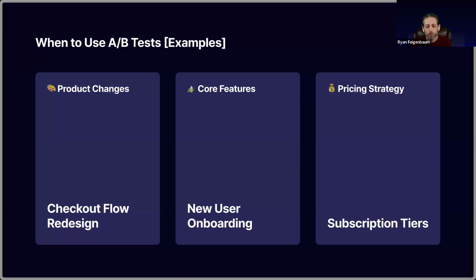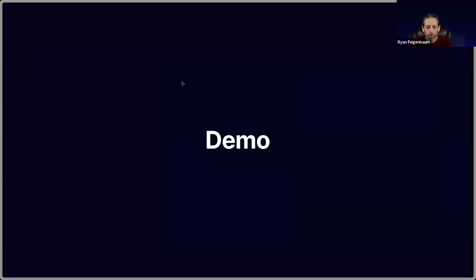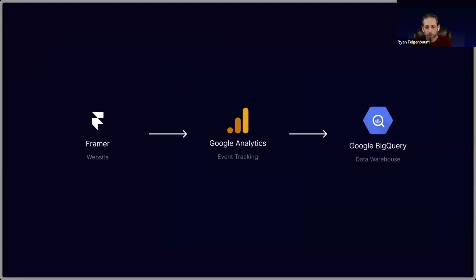So that's kind of an overview of what a multi-armed bandit is, how it differs from a traditional A/B test, and when to use one over the other. So now, though, let's do the exciting part and get into our demo. I'm going to show you a demo just to give you a setup. You'll see this in play, but what I'm going to be using is Framer as our website that we're going to be testing on, Google Analytics and BigQuery, and of course, GrowthBook.